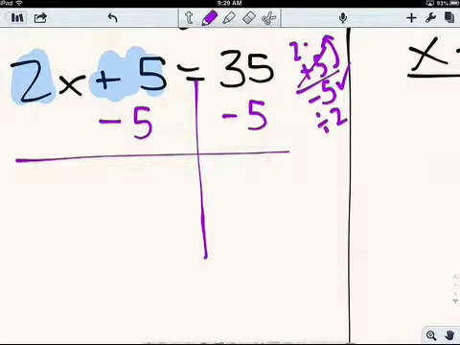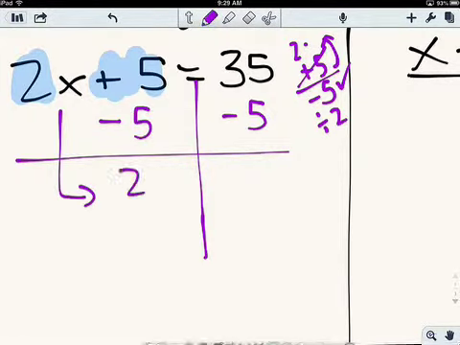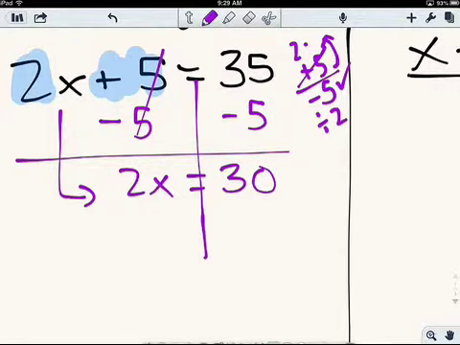And so now I think about plus 5 minus 5, that's 0. And so all I'm going to get left is 2x, because plus 5 and minus 5 kind of cancel each other out. They make a 0. 35 minus 5 gives me 30. And so now I'm ready for the second step.